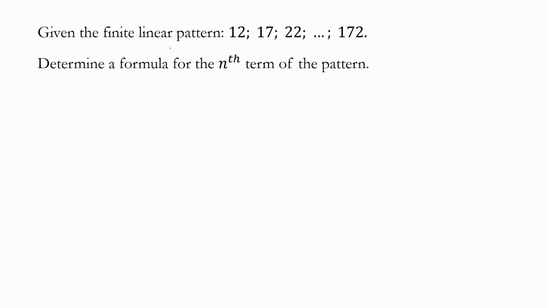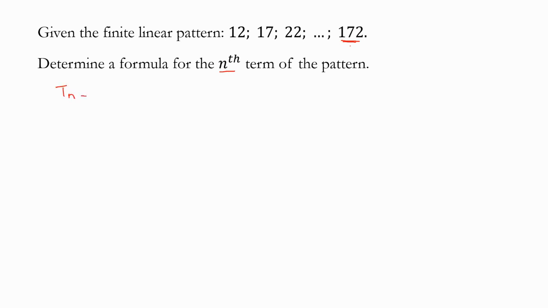Let's do question 111 of part 2. Given the finite linear pattern 12, 17, 22, and 172. So it means this pattern ends at 172. Determine the formula for the nth term of the pattern. So we're finding the general term, or we're finding Tn. That is the nth term.